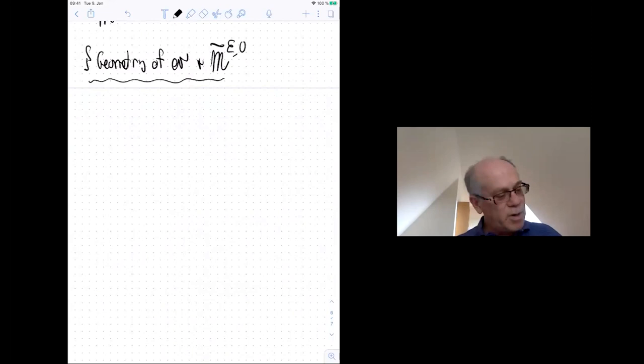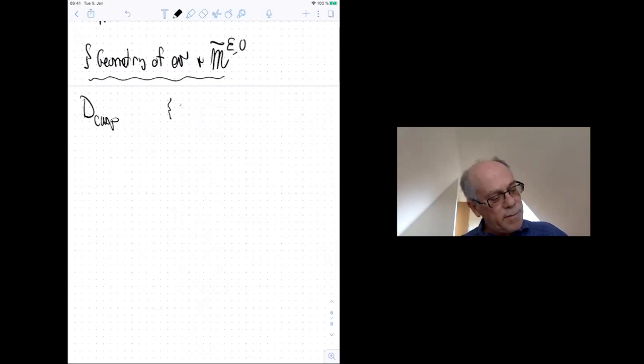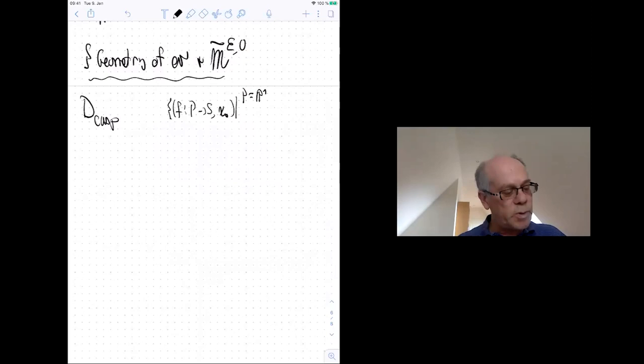So here they are. You have D cusp. So what is this? You take the set of all maps F from some P, in the tree of rational curves, to S, together with a configuration of points X dot, such that, again, this is over a geometric point, P is irreducible and smooth, so it's just a P1, and F from P to its image, F of P, is birational.